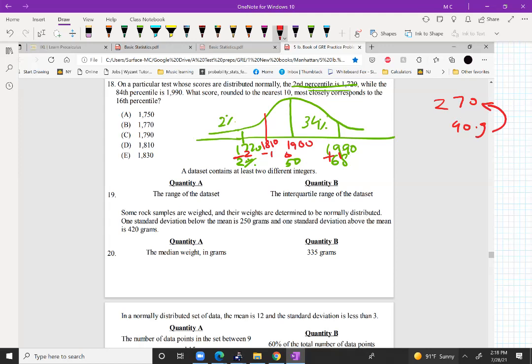Yeah, I do. So if this is 34% here, right here on the right side, that means the left side will turn out to be 16%. So 1810 is the number. Okay, gotcha.